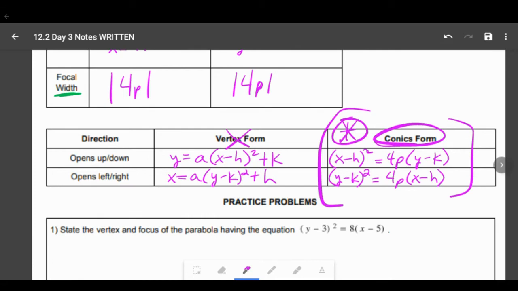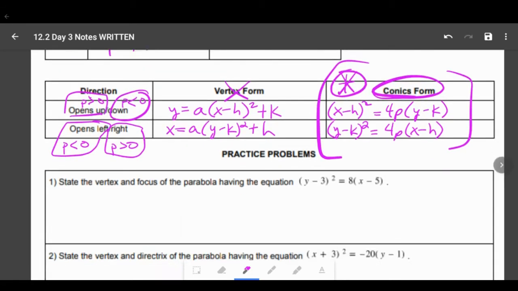Now you say, how do you know if it opens up versus down? It's the exact same equation. It's all based on your p value. It's going to open up if p is greater than 0. It's going to open down if p is less than 0. That just means if p is positive, it opens up. If p is negative, it's going to open down. Now, how do you know if it opens left? If p is less than 0, it's going to open left. If p is greater than 0, it's going to open right, as long as the y quantity is squared. You can just have that in your notes as a reference, and we'll practice that as you go through some of these examples.